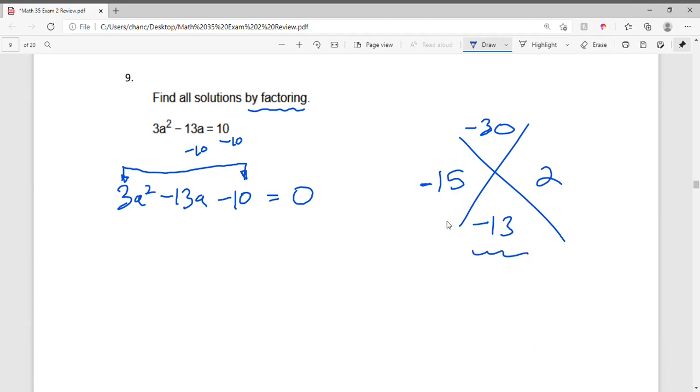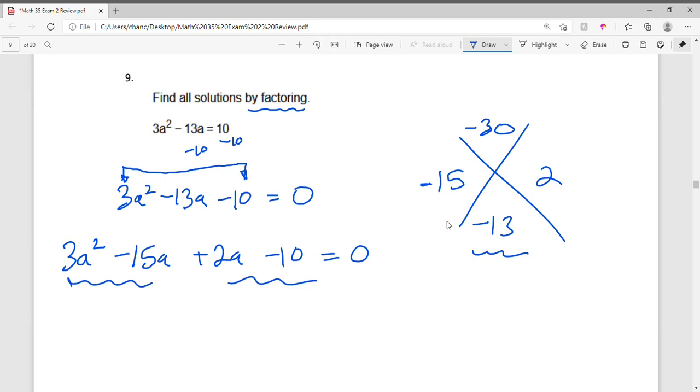So let's factor this using the AC method. You can either split the middle here or do the bottoms up technique for the problem. So let's try it out. I'm going to split the middle in this case. So this is 3a squared minus 15a plus 2a minus 10 equals 0. Now we can do factor by grouping. For the first pair we have a 3a in common, that leaves a minus 5 left over. And for the second one we have a 2 in common, that leaves an a minus 5 left over again.